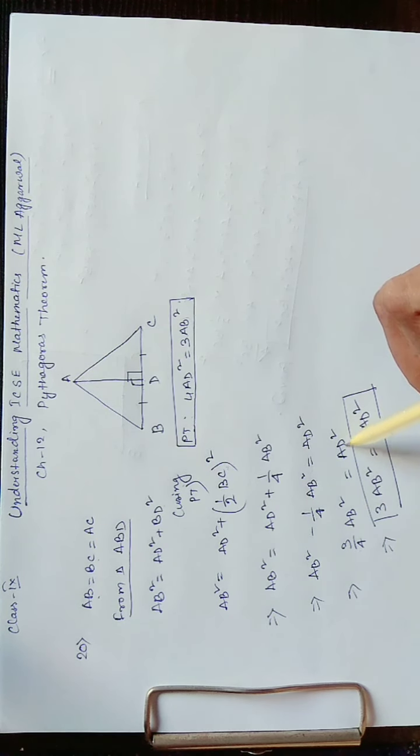Okay, in number 21 the figure is given like this, and you have to prove these three things. So let's start with the first one. Since you have to prove this 4AD square, we'll consider this triangle, that is ACD. From triangle ACD you will get AD square equals AC square plus CD square using Pythagoras theorem. Now since you have to prove 4AD square, we will multiply each term by 4. So we get 4AD square equals 4AC square plus 4CD square.